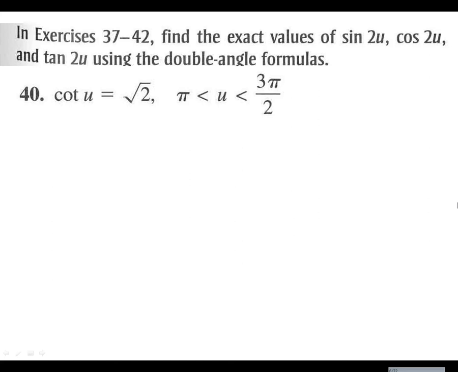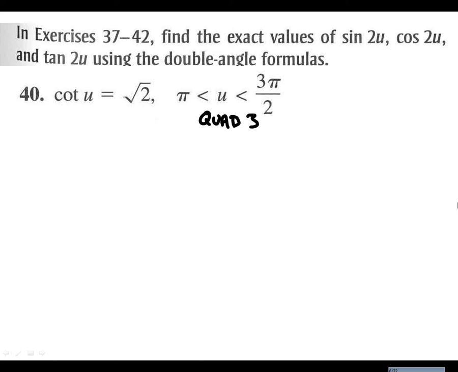All right, let's see what 40 is looking for. We want to use the double angle formulas again. This time they tell us cotangent u equals root 2, and that pi is less than u is less than 3 pi over 2. This thing here is telling us quad 3. Quadrant 3 we're in there, between 90 and 270 degrees.